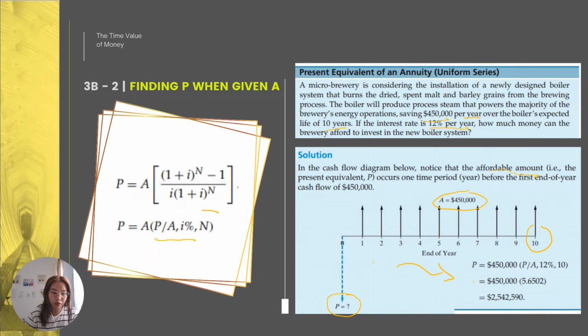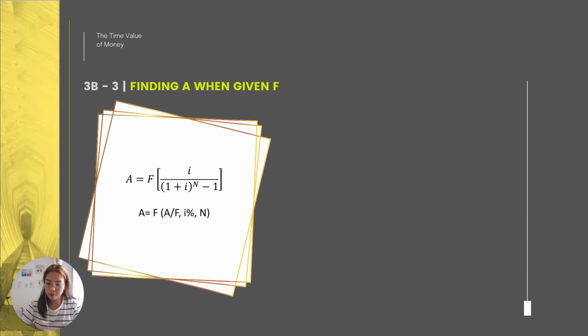So that would be 450,000 multiplied by, when we compute this, 5.6502. So in total, P is 2,542,590. So that is the amount they can afford to spend so that they can invest in the new boiler system. Okay, next. Another case would be finding A when given F.